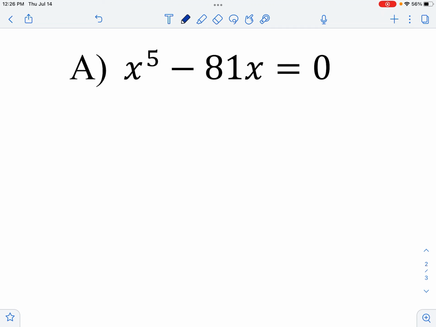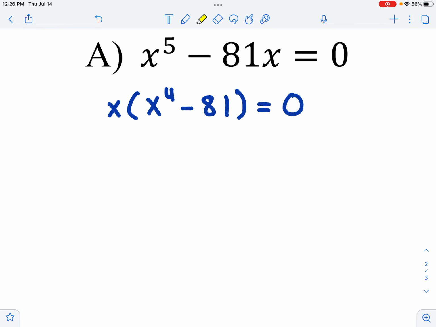I look to see if there's a GCF first. Both of these terms have an x in them. So I'm going to say, yes, this is factorable. I'm going to factor out an x. I have x to the 4th minus 81. Now, remember, once you take out a GCF, you're still asking yourself, is what's left over in the parentheses still factorable? So now I know that I have two terms. I'm asking myself, is it a difference of squares, or a difference of cubes, or a sum of cubes? If not, I can't factor anymore.